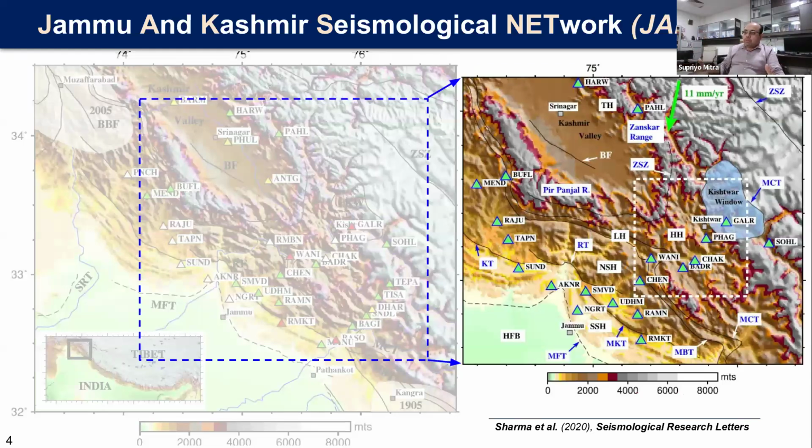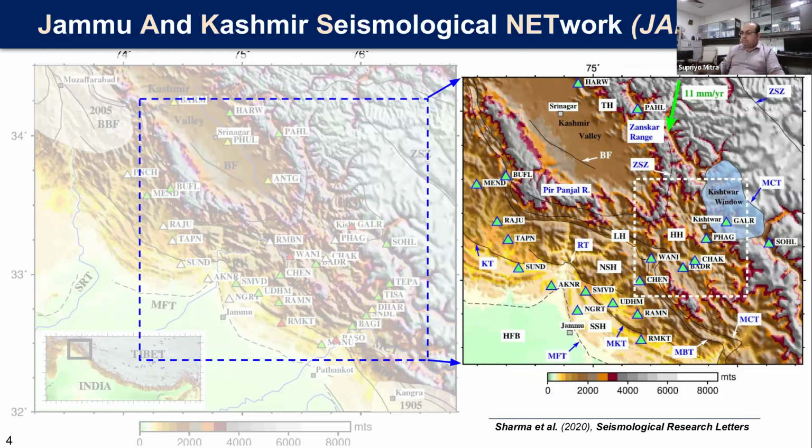So today I'm going to use a subset of this data and talk about the structure, earthquakes, and the ground motion simulation. Here is a map which shows the subset of the data that we have used, which is these green triangles. What you can see is that they are mostly concentrated in the Jammu-Kishtwar region, and we had a few stations towards the northwest.